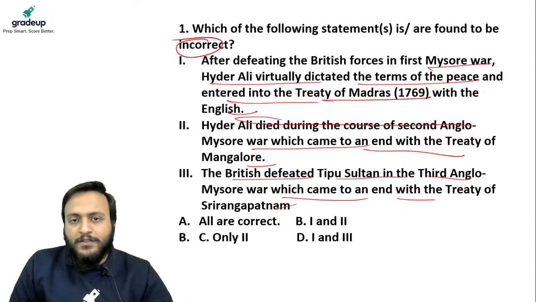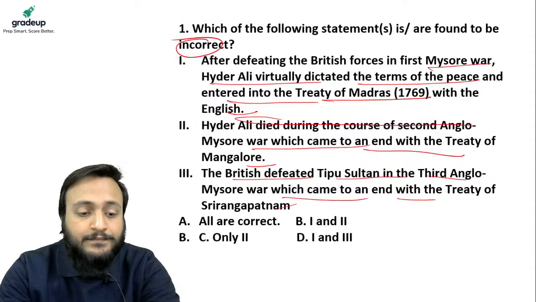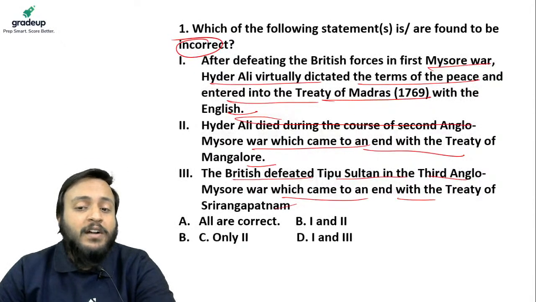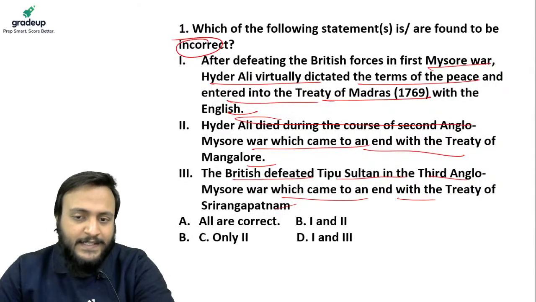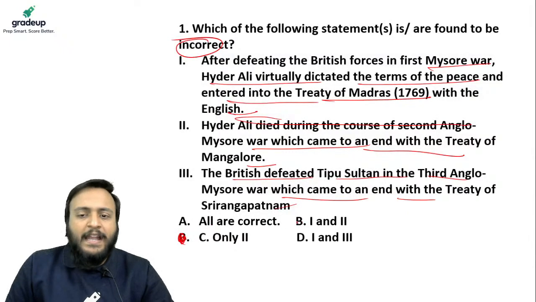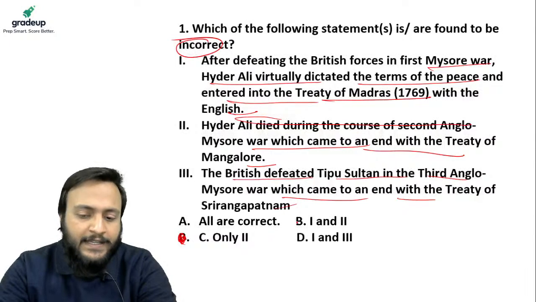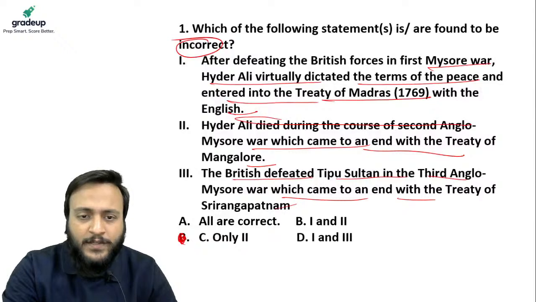All right, so which are incorrect? Either all are correct, or 1 and 2 are incorrect, or only 2 is incorrect, or 1 and 3 are incorrect. What is your answer in this? Try to solve this question as quickly as possible, and then we will move to the next question.